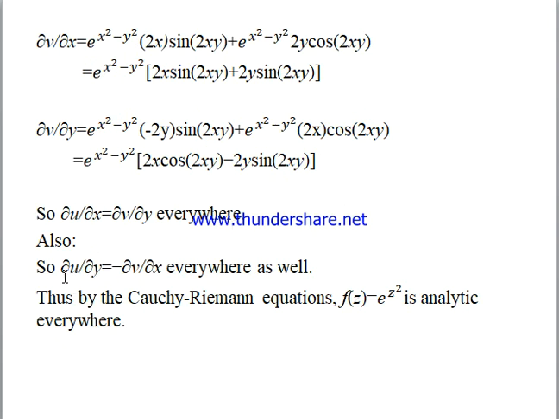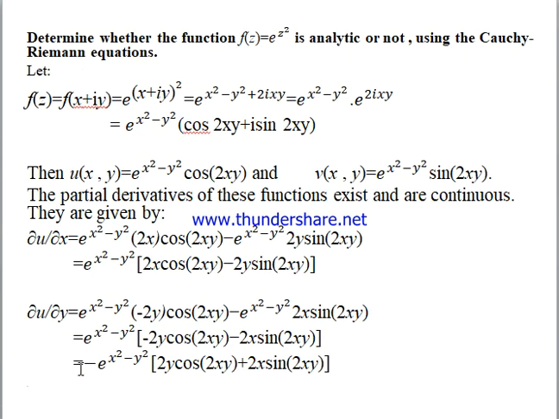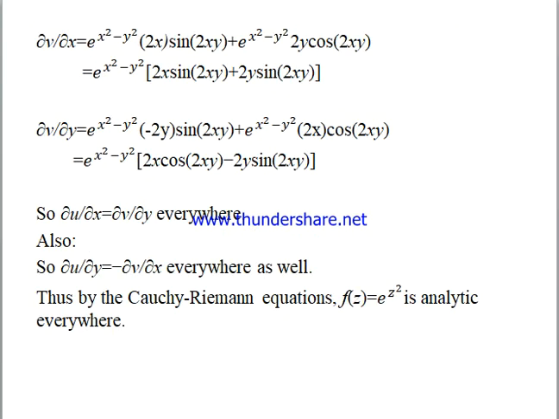Next, going to ∂u/∂y. ∂u/∂y is equal to minus ∂v/∂x. Here ∂v/∂x is equal to e^(x²−y²) times (2x sin 2xy plus 2y cos 2xy), and since ∂u/∂y has a minus sign, we can write ∂u/∂y equal to minus e^(x²−y²) times (2y cos 2xy plus 2x sin 2xy), which is equal to minus ∂v/∂x. Then both the CR equations are satisfied. That's why the given f(z) = e^(z²) is analytic by using the CR equations.